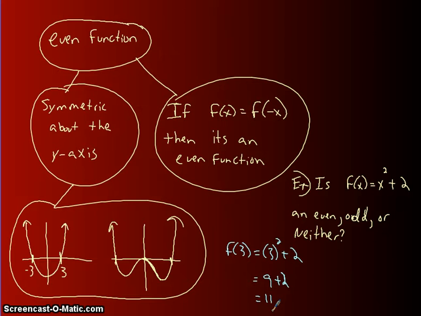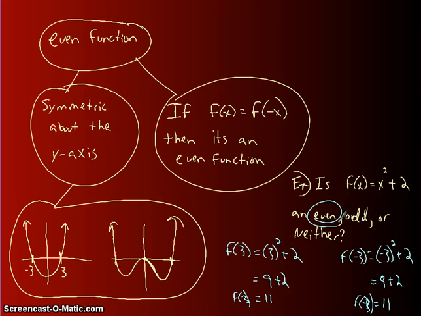So to see if it's even, I'll plug in f of negative 3. And it's still the exact same thing. If you plug in negative 3, it's negative 3 squared plus 2, which is also positive 9 plus 2, which gives you 11. So since f of 3 and f of negative 3 are equal to each other, both are 11, this is an even function. It would be an odd, well, I'll tell you how it could be an odd function.